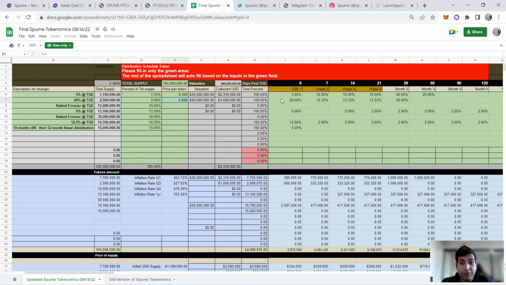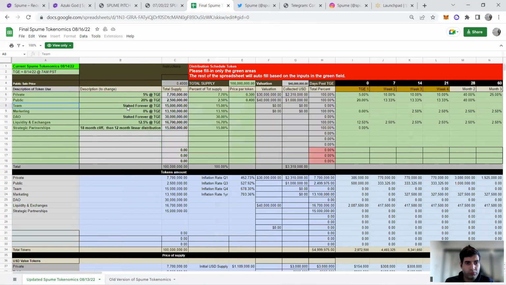The team's token will be staked forever, which is at 15%. So they believe so much in the project that they're not going to sell the tokens. They're going to stake it. And I guess they're just going to take the staking reward for themselves. And then there's also the DAO. DAO tokens will also be staked. There's the marketing, that's 13%, as I mentioned.